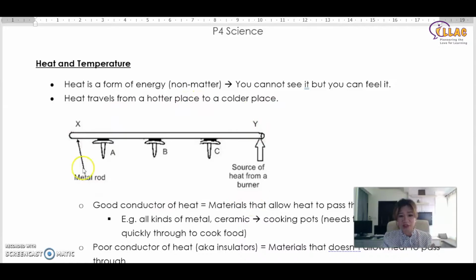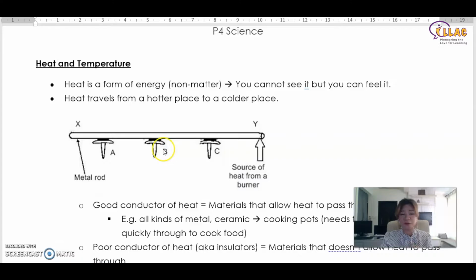So they will give you a metal rod. They will tell you that A, B, and C are stuck to the metal rod using wax. Wax melts with heat. Am I right? So given this concept, heat travels from a hotter to a colder place. If there is a heat source at Y, at this end of the metal rod, heat will travel from the hotter place to the colder place, downwards in a straight line all the way, because heat will always travel from hot to cold. So which of these thumbtacks will drop first? C will drop first, followed by B, followed by A.